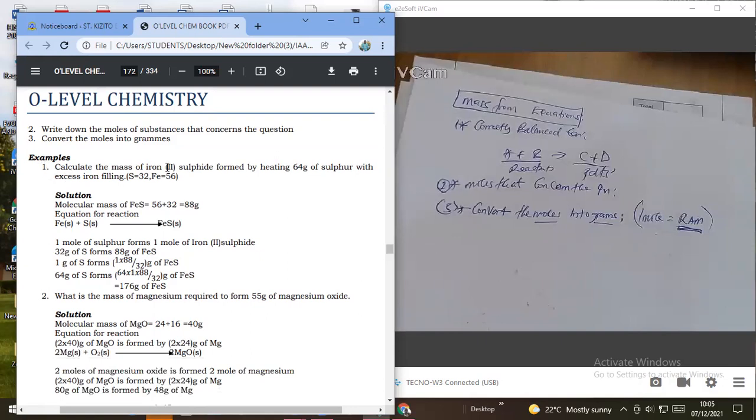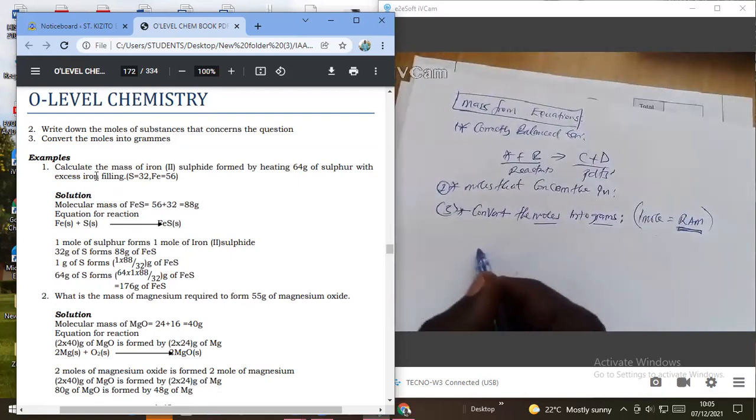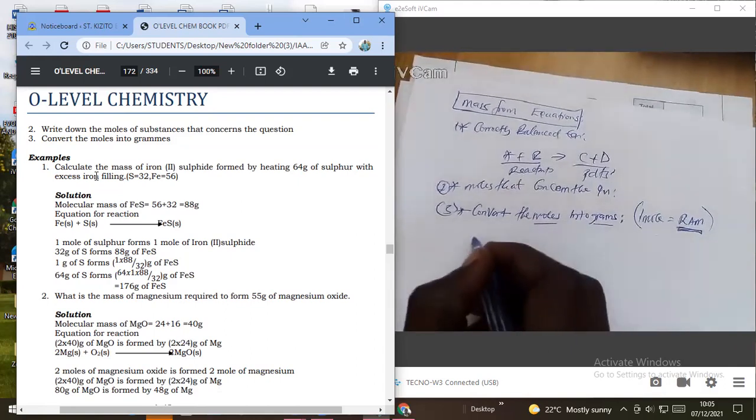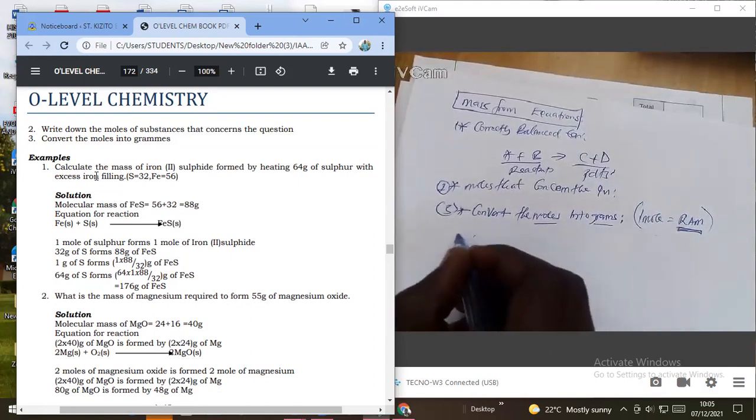So let's look at example 1. Calculate the mass of iron 2 sulfide formed by heating 64 grams of sulfur and excess iron. Now the problem is, what are the reactants? Where is the product? That's example 1.